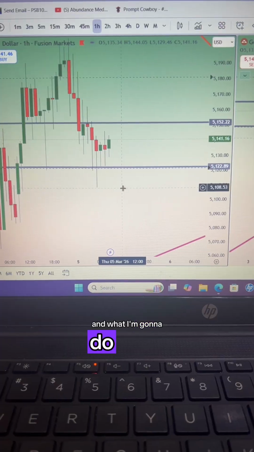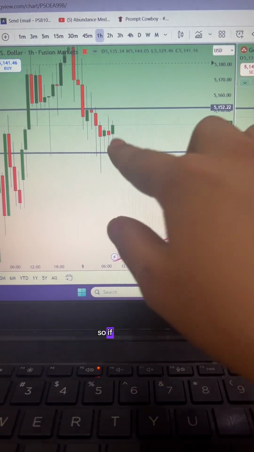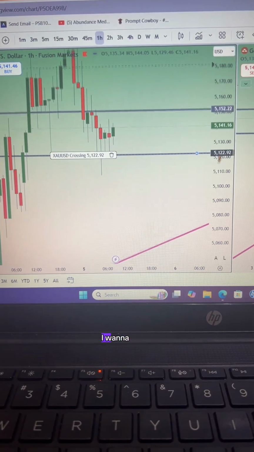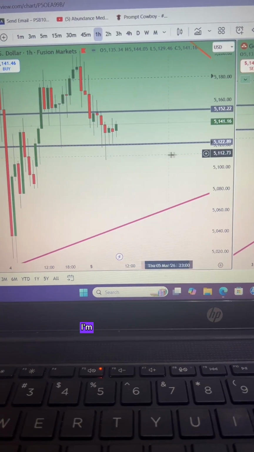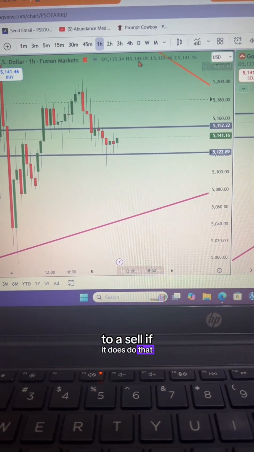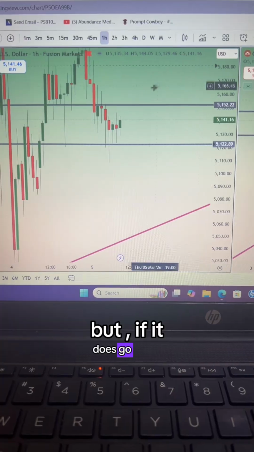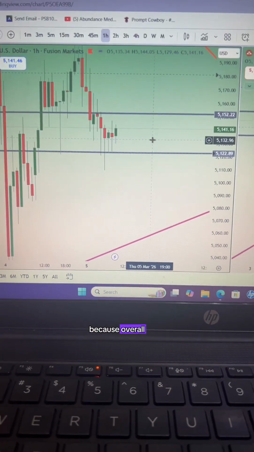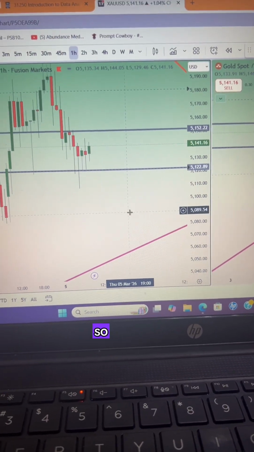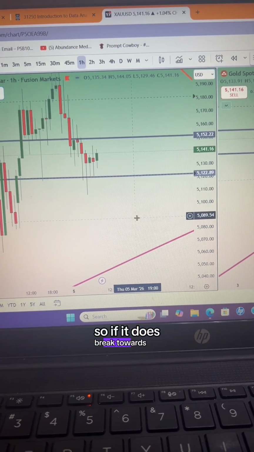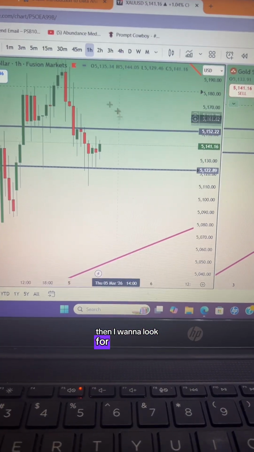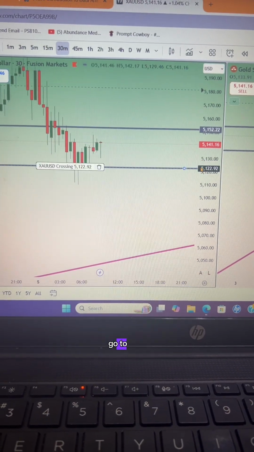I'm going to leave my alert here as well. If it's crossing below this area and closing below this area, I want to take a sell. I'm estimating and hoping that the daily will flip to a sell if it does that. But if it does break towards the upside, because overall it still seems in a buy, in an uptrend, and matches the overall uptrend, then I want to look for buys.